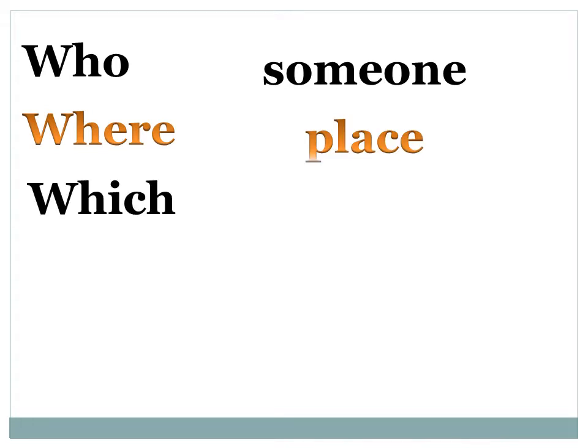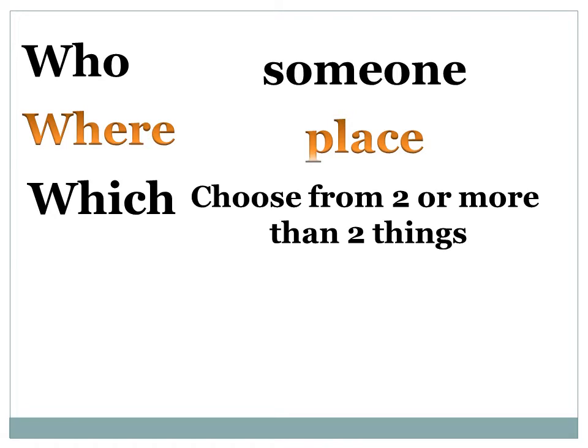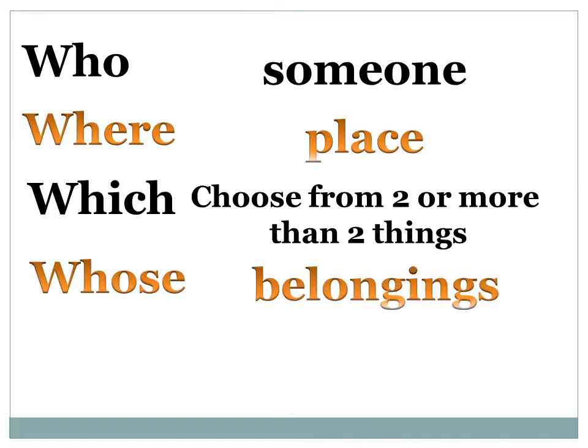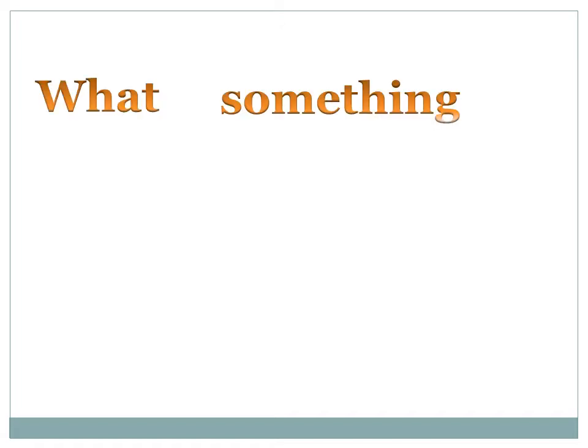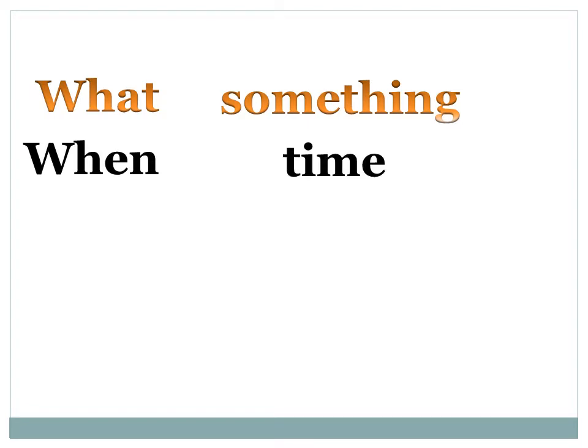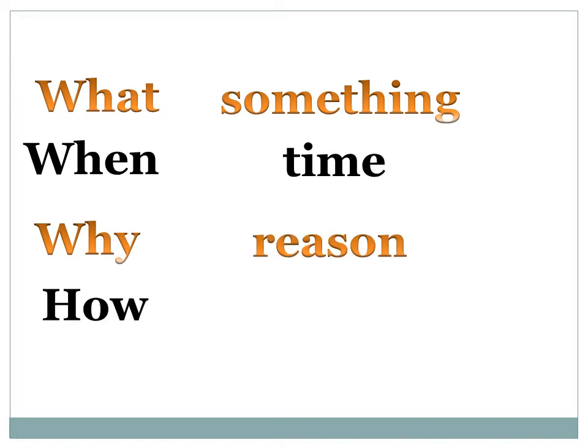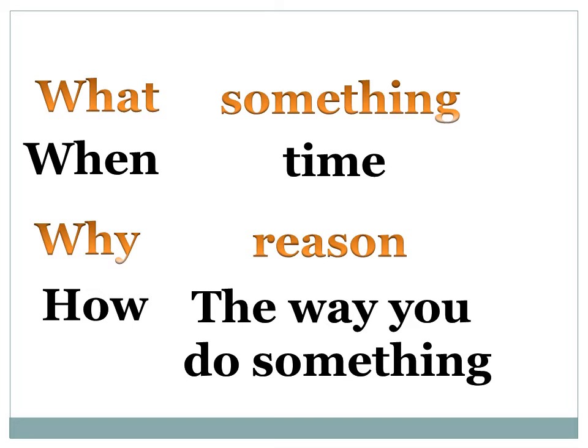So what does each WH word ask about? Here we have who, to ask about people; where, to ask about places; which, if I want you to choose from two or more than two things; whose, about belongings. For example, if I found a book, I'll say whose book is this. You can tell me it's John's or it's Julie's. So belongings. This book we should give it to John or to Julie. What, to ask about something; when, to ask about time; and why, to ask about reason; and finally how, to ask about the way you do something.